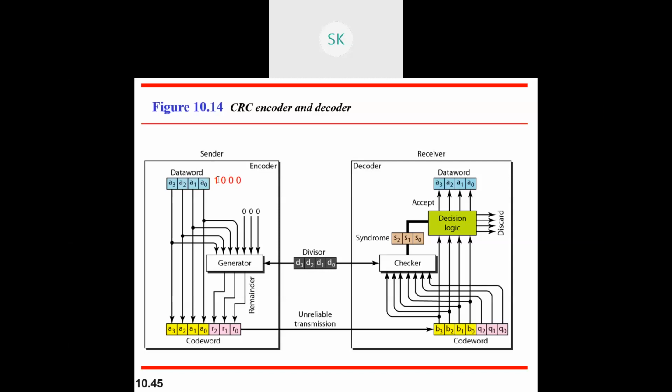Okay, next one, this is the data word, and to whatever the data word is, we'll add 3 bits, because if you want a 7-bit length code word, then you need to attach 3 redundancy bits. These 3 redundancy bits, I'll just say at the beginning, are 0 0 0. This is called the augmented data word.